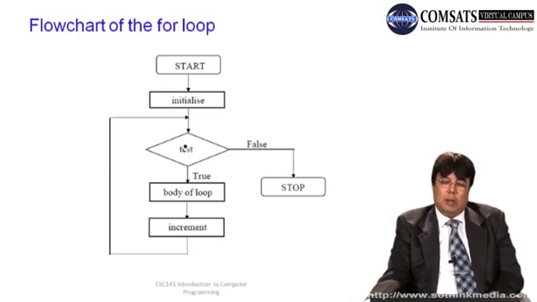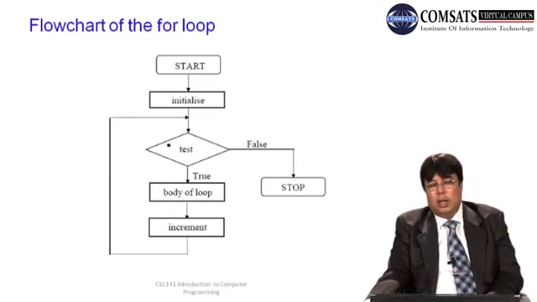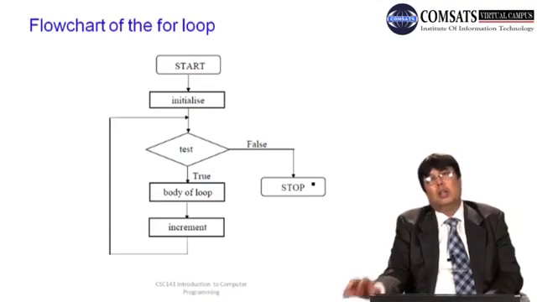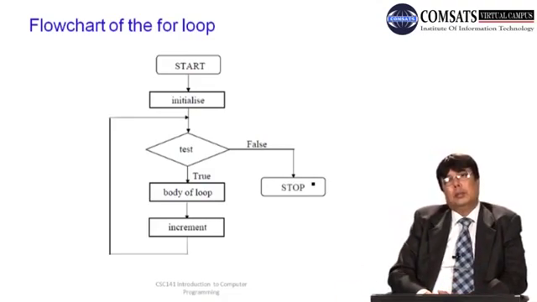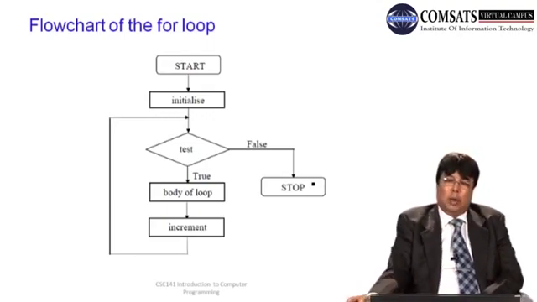So if incrementing the loop counter takes the value of the loop counter to greater than 100, the system will not execute the body of the loop because the test will fail and you will stop. Quickly: initialize, test, execute instruction, increment the counter until it reaches the desired value and then you stop. This is the explanation of the for loop with the help of a flowchart.